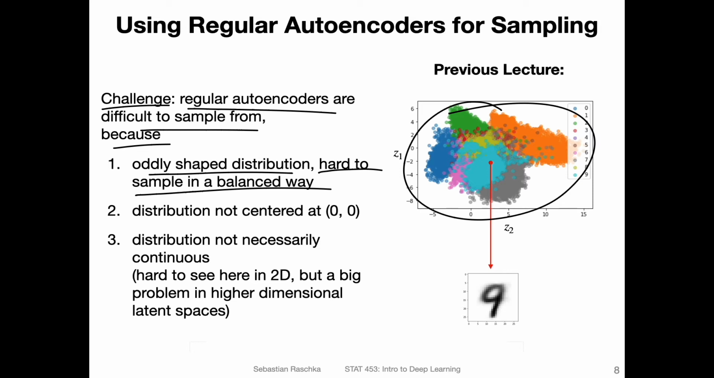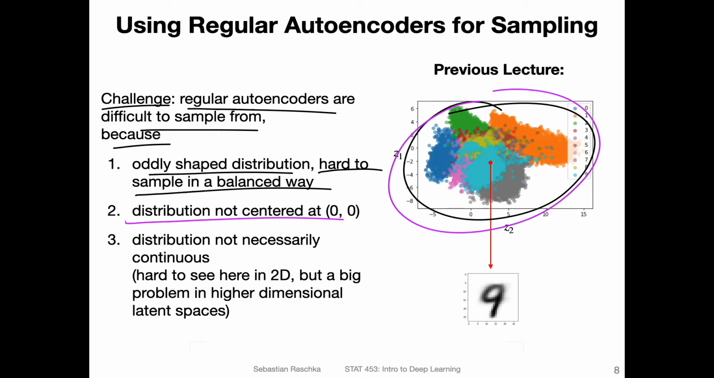If you have a Gaussian distribution, you know how to sample from a Gaussian distribution, but if you have some arbitrary distribution like that, you don't even know what this distribution is. How do you sample from that in a balanced way? It's kind of challenging. Also, the fact that the distribution is not centered at 0, 0 makes it additionally harder. Here this distribution is just at some arbitrary location, distributed in some arbitrary fashion. So it's really hard to sample from that in a way that we can generate valid data points.